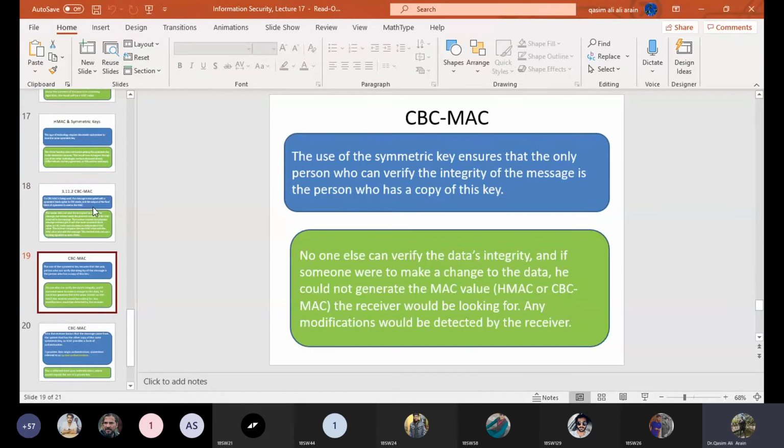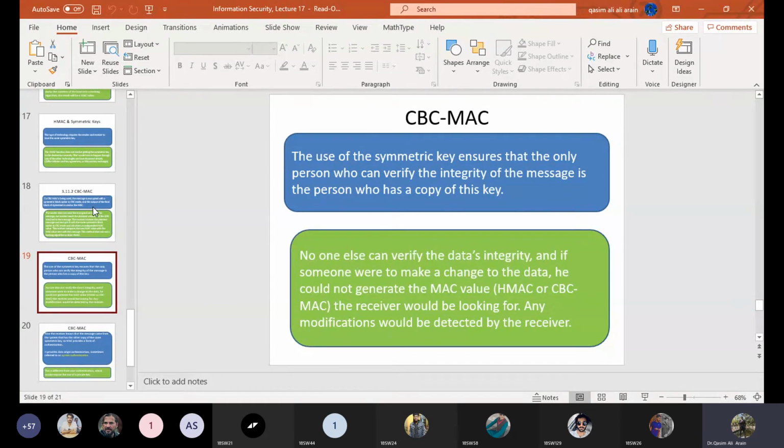The use of the symmetric key ensures that the only person who can verify the integrity of the message is the person who has a copy of this key. So no one else can verify the data's integrity, and if someone were to make a change to the data, he could not generate the MAC value, HMAC or CBC-MAC. Any modification would be detected by the receiver.